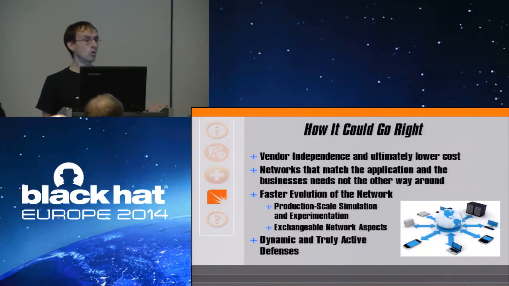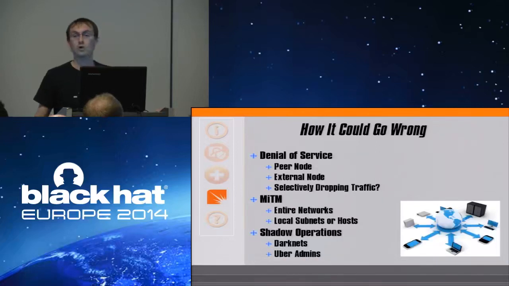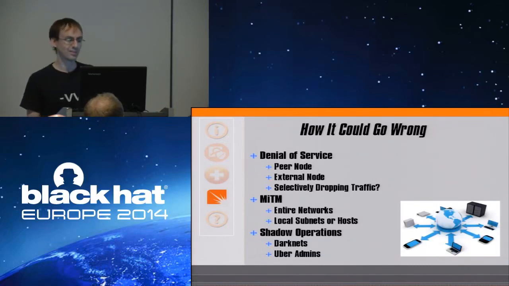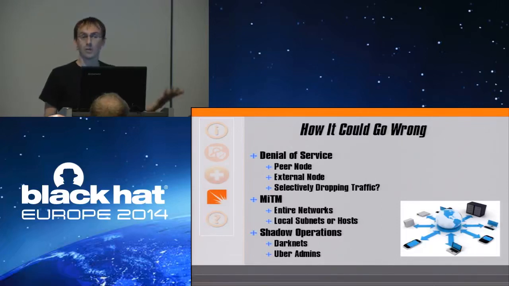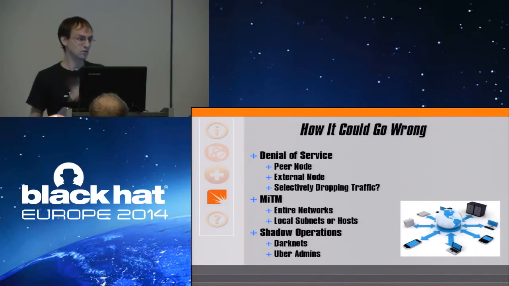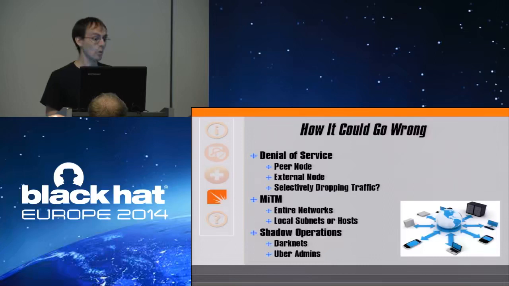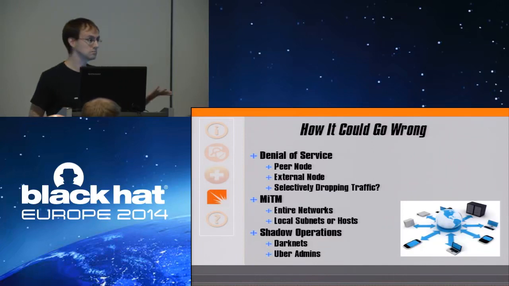But as it could go very right, it could also go very wrong. Okay? Denial of service. Peer node. We want to have everyone gang up, play dog pile, something like that, right? Gang up on one of the other nodes. How about an external node? You harness one entire network, slam it against another network. A single host, right? It makes botnets look like toys. And then, of course, the inverse, which is selectively dropping traffic. Important message just disappears. Transaction goes away.